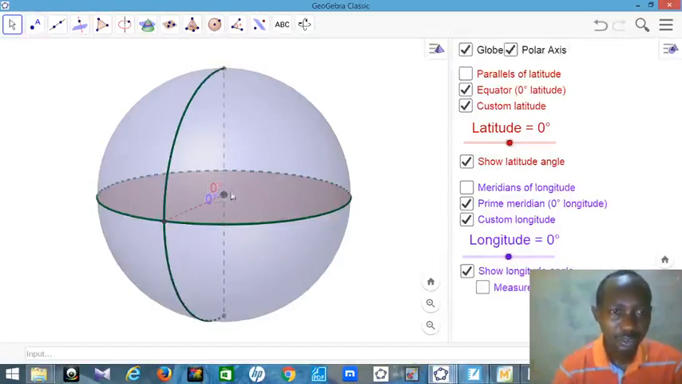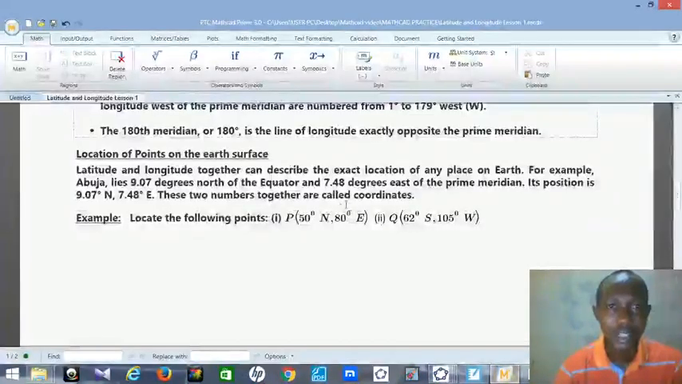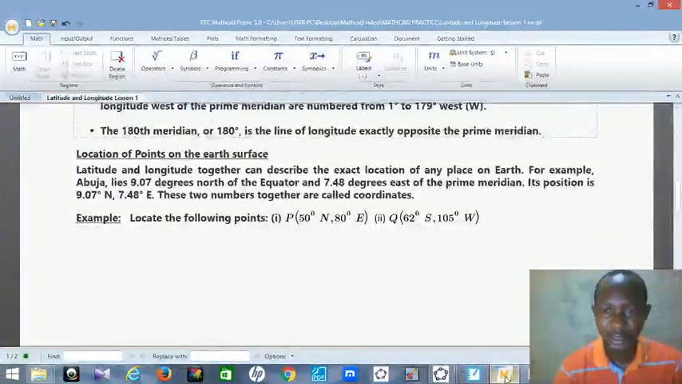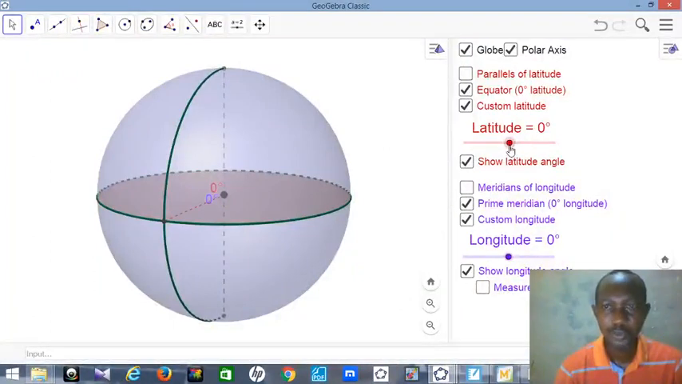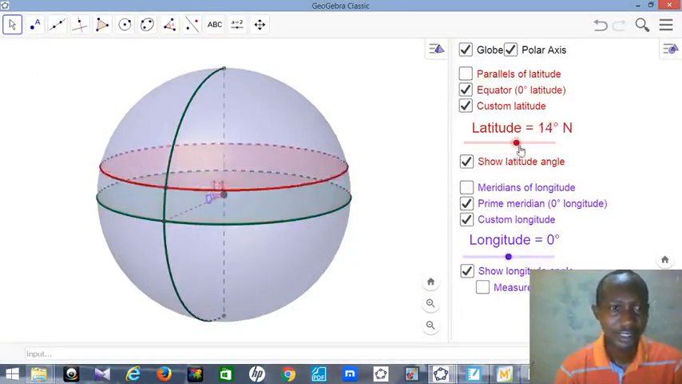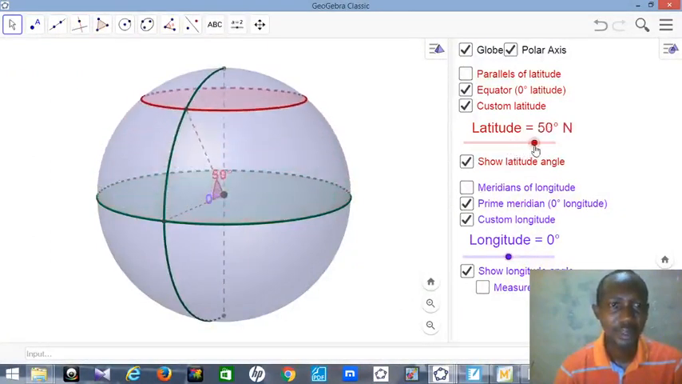So with these two coordinates, you can move. For example, this example I have here, if I say locate this point, 50° north and 80° east, all I just need to do is 50°, the same way we do in a graph. Since they said north, and north is towards the up direction on this side, I just move 50°. You can see, move your line up 50°. That is it.